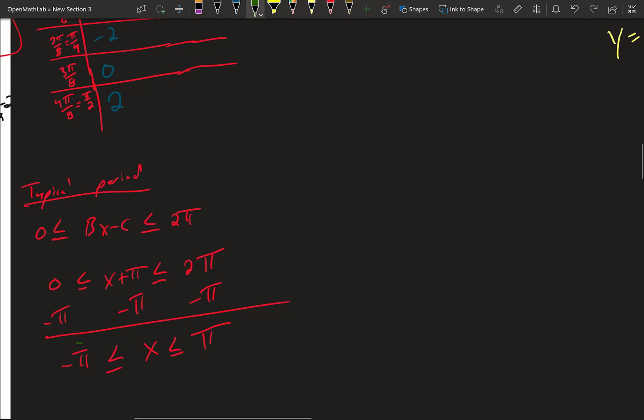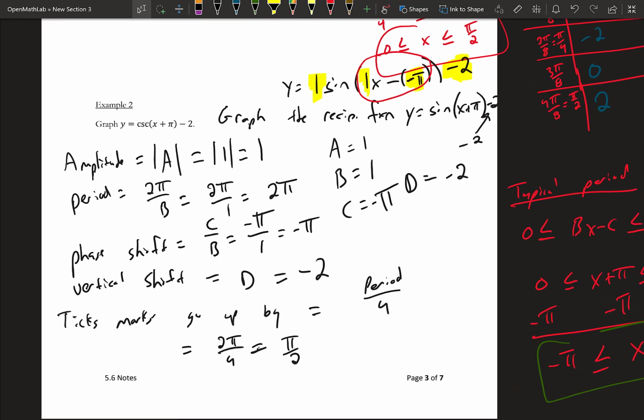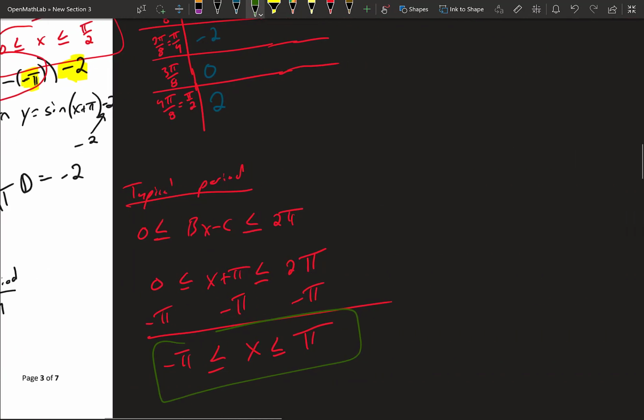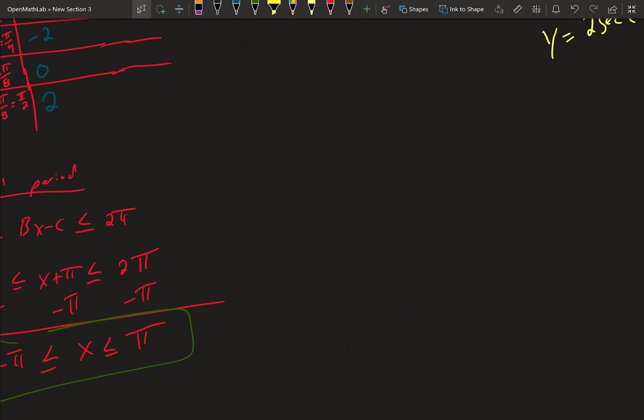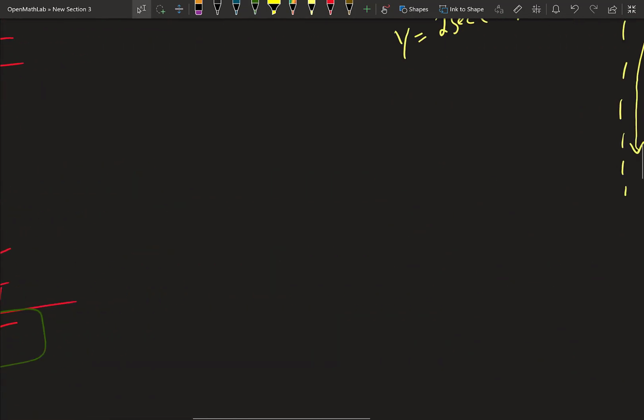So knowing that, we know what the typical period is. We know what the tick marks should go up by. And also, something else that's helpful is the vertical shift. So what we can do is start to make an XY chart. So y would be equal to sine of x plus pi minus 2.